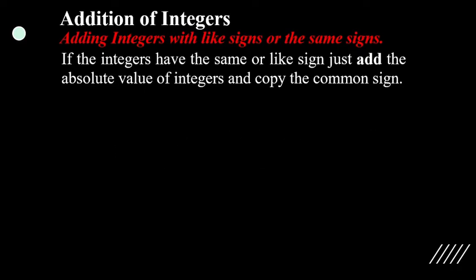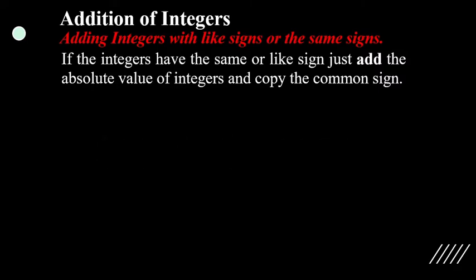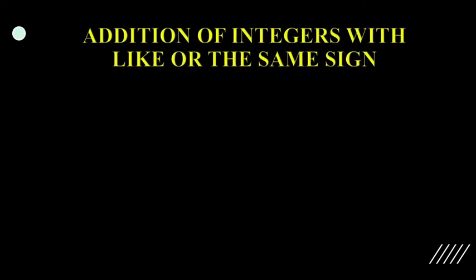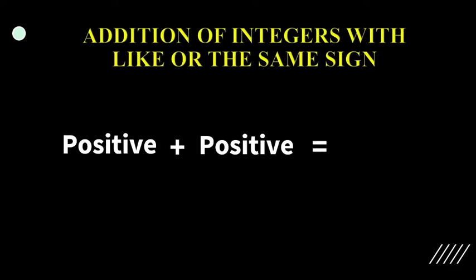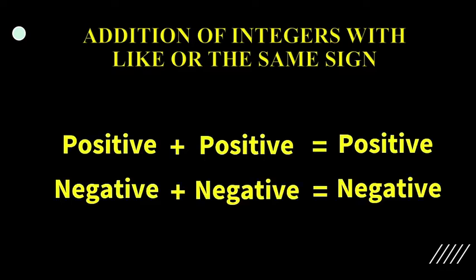How about this one? Negative 3 plus negative 12 equals, good job, 15, and their common sign is negative. Therefore, the answer is negative 15. Take note that in adding integers with like or same sign, positive plus positive equals positive. Negative plus negative equals negative. There you go.